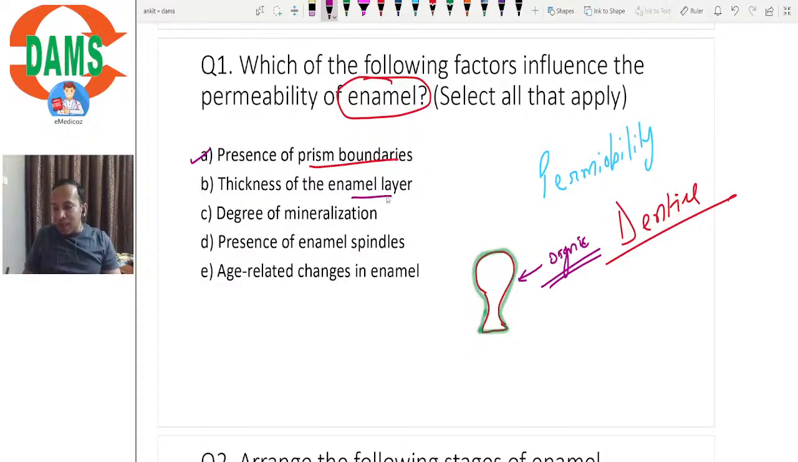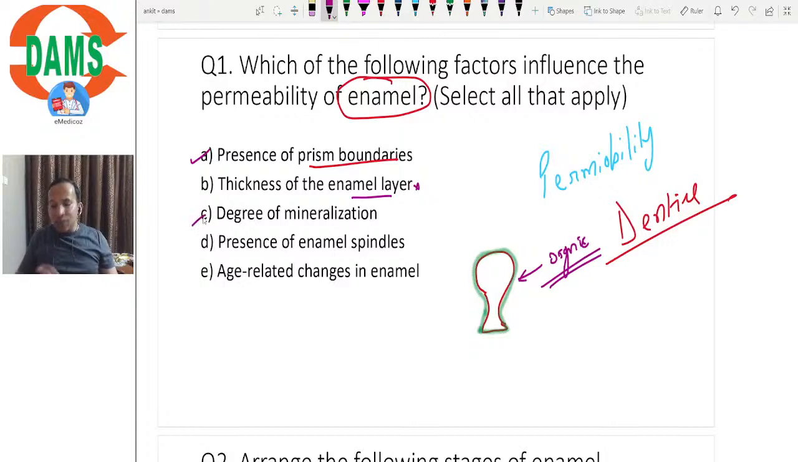Thickness of the enamel layer. Now thickness of the enamel layer in general does not affect its permeability, right? It's just you have one layer, then you have another layer. It may be several millimeters thick, or it may be worn out to maybe less than 0.5 mm thick. So it won't affect the permeability of enamel as such.